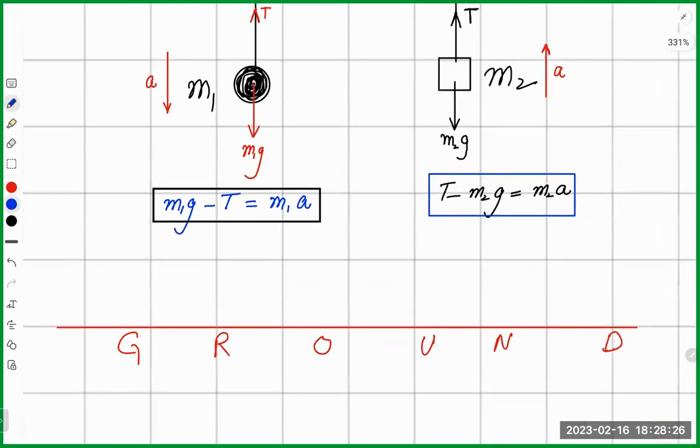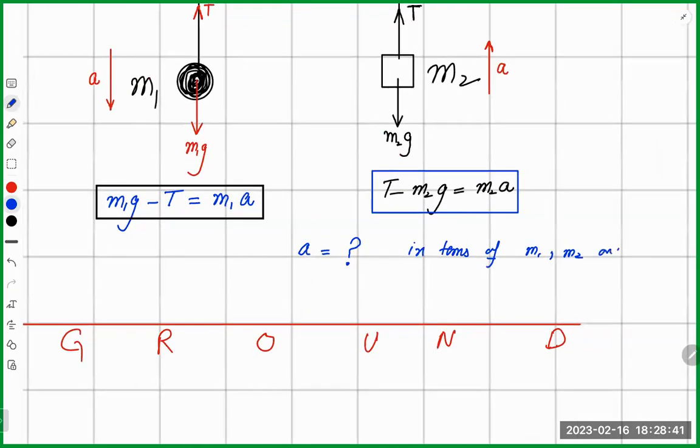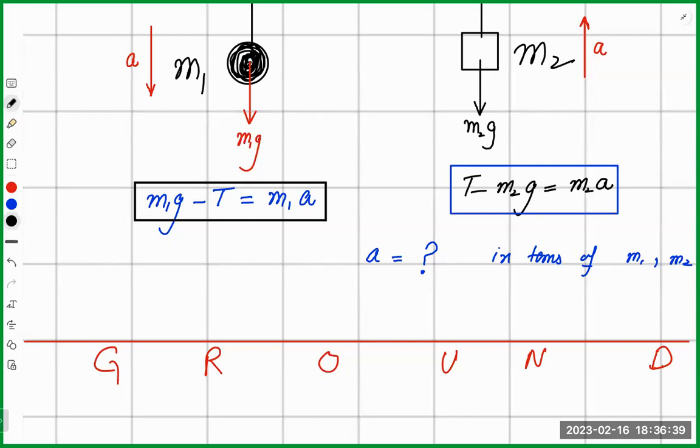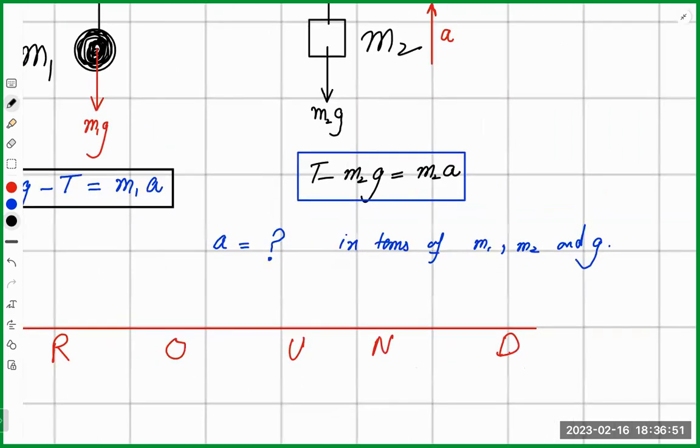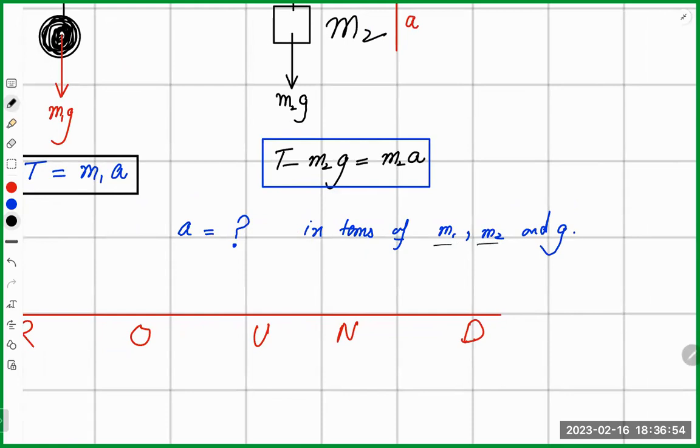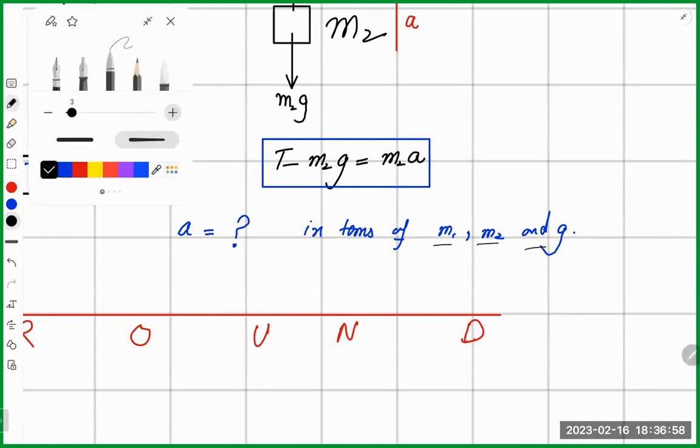Let's see if anyone can fetch me an expression for A in terms of M1, M2, and G. Can anyone find an expression for A in terms of M1, M2, and G? Okay, I gave you enough time. All you had to do was make A the subject of formula in an expression completely independent of T. This is how I did it.